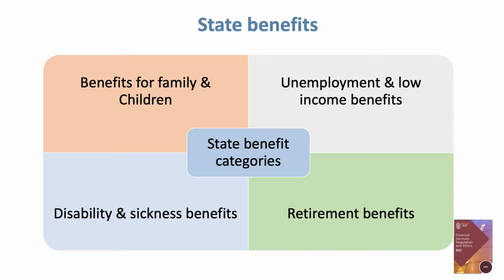So state benefits can typically be categorised into these four main areas: benefits for family and children, benefits for those unemployed or those that are on low income. We've got disability and sickness benefits for those who have an incapacity to work, and we've got retirement benefits for those of us, of course, that are in later life. And we'll be exploring under these four categories some of the state benefits that are actually within this exam.